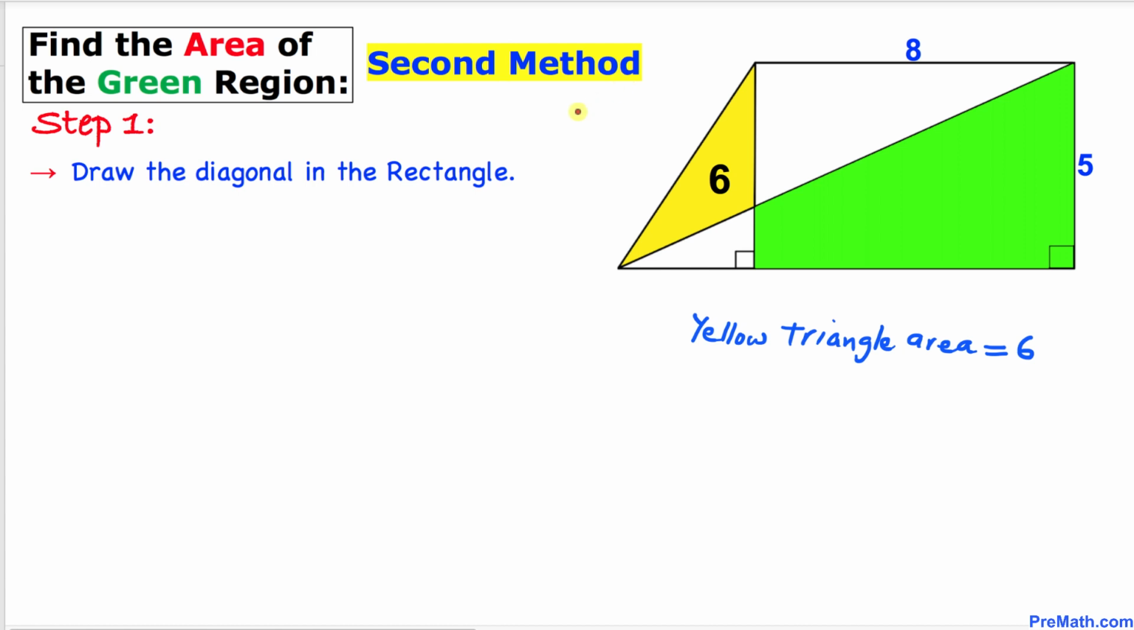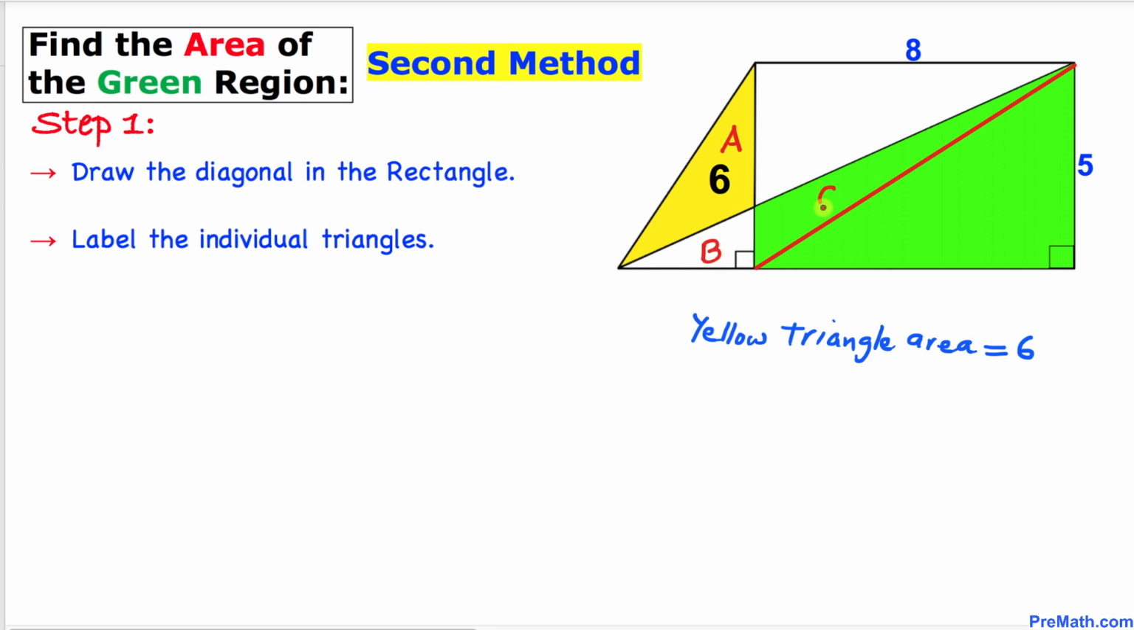And here's our second method, our very first step. Let's go ahead and draw the diagonal in this rectangle. I am going to draw this diagonal over here, as you can see. And here's our much nicer looking diagram. And now let's go ahead and label these individual triangles. I am going to call this yellow triangle A, this small white triangle B, this triangle C, and this last one triangle D.